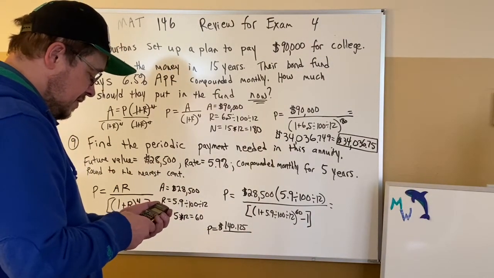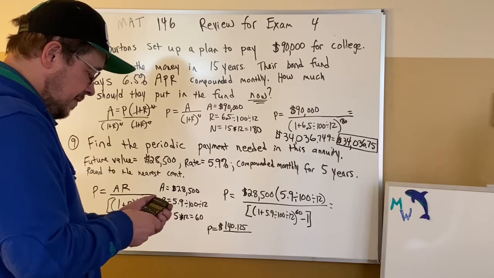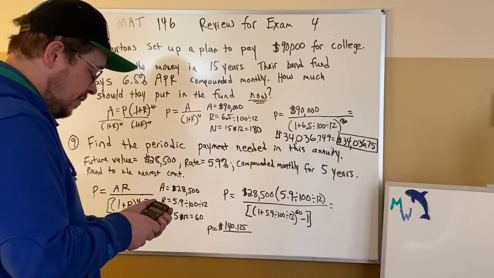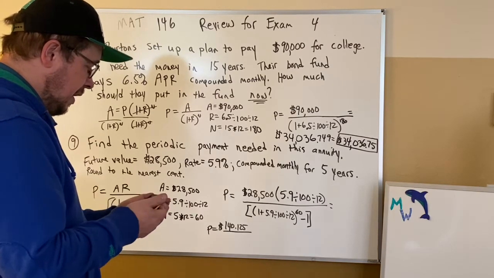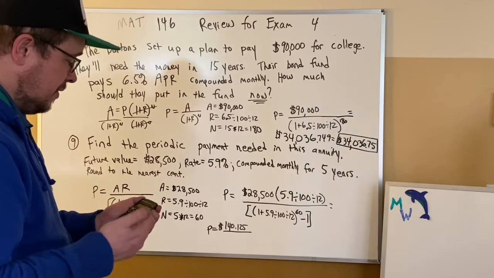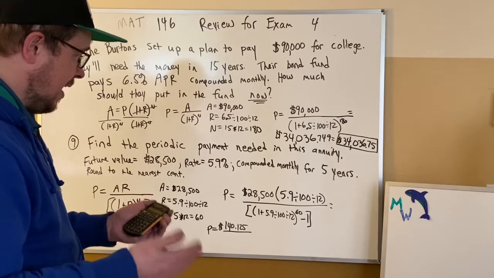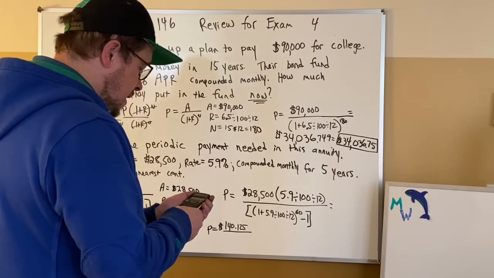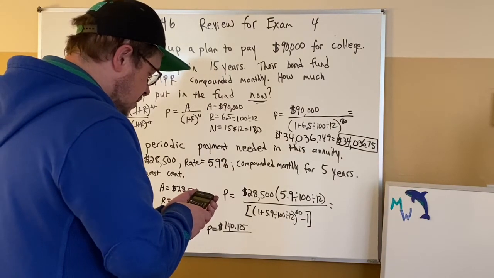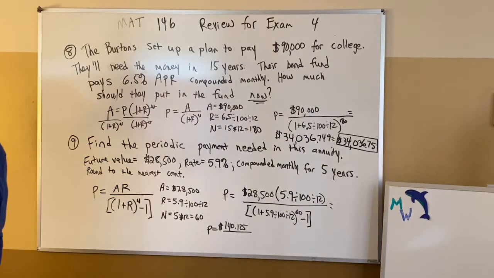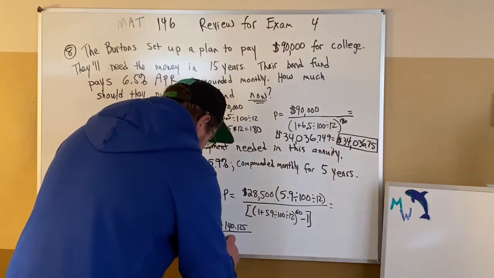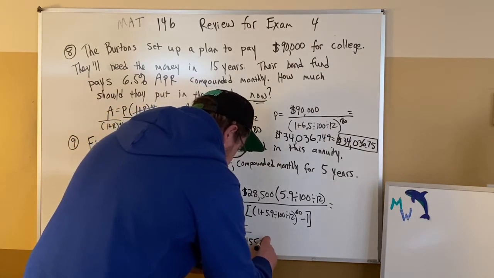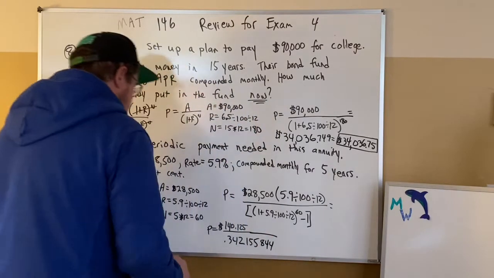So we have a pair of parentheses that begins with 1 plus 5.9 divided by 100 and divided by 12. We'll close the parentheses. I'm looking at the factor of 1.00491666667. I'm going to raise that up to the power of a positive 60, and then from that amount subtract 1. My denominator comes out as approximately 0.342155844, and that's sitting on my calculator.